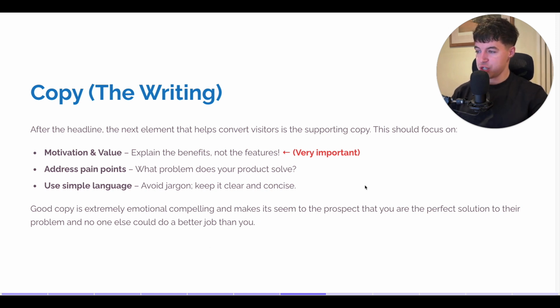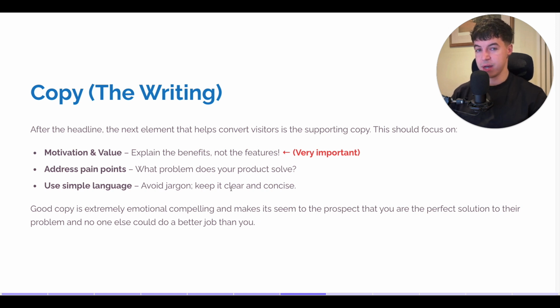So, motivation and value. Again, explain the benefits, not the features. Very important. Hopefully that's already clear by now, but I just wanted to make it very clear that, particularly in the copy, we want to focus on benefits and not the features. Again, the next one is also very important. There should be two. Address pain points. What problem does this product solve? Push that all over the copy, like we've done for the headline in the video.